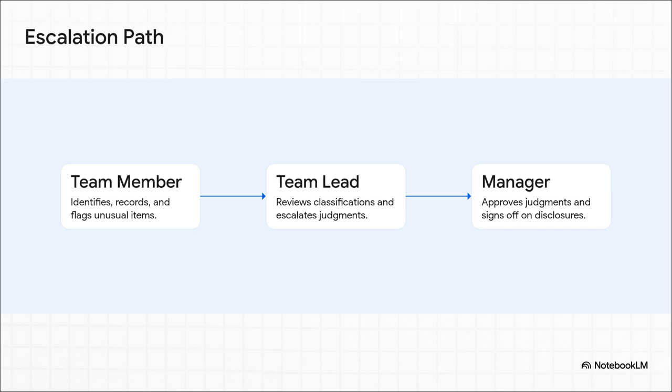Step 1 is the team member, who identifies and records the transactions and flags anything unusual. Step 2 is the team lead, acting as the primary reviewer and escalating any of those heavy, judgment-based conclusions. Finally, Step 3 is the manager, who approves those complex judgments, thoroughly reviews the disclosures, and officially signs off. This structure is absolutely essential because it acts as a critical series of safety nets. Capitalizing contract costs requires a ton of estimates, like benefit periods, for example, and you definitely do not want those big decisions happening in a silo.